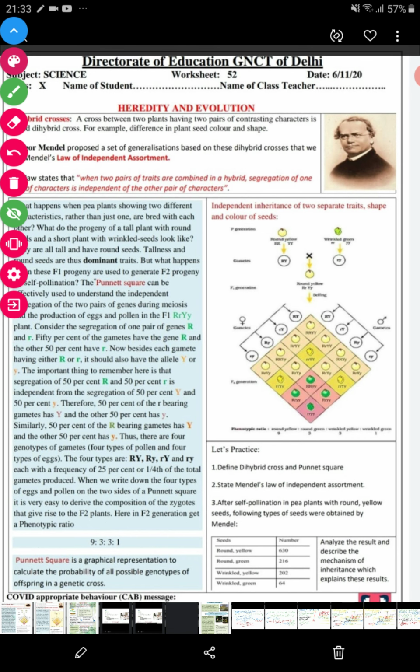So you have to write like this. You have to write all these points. When two pairs of traits combine in a hybrid, one character is independent of the other pair of characters. You have to write all of this, and the roundness of the seed is independent from the yellow color.